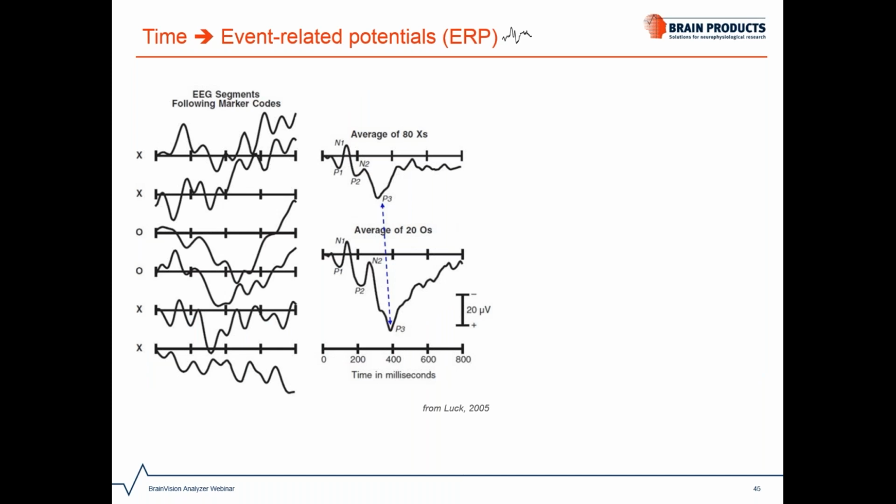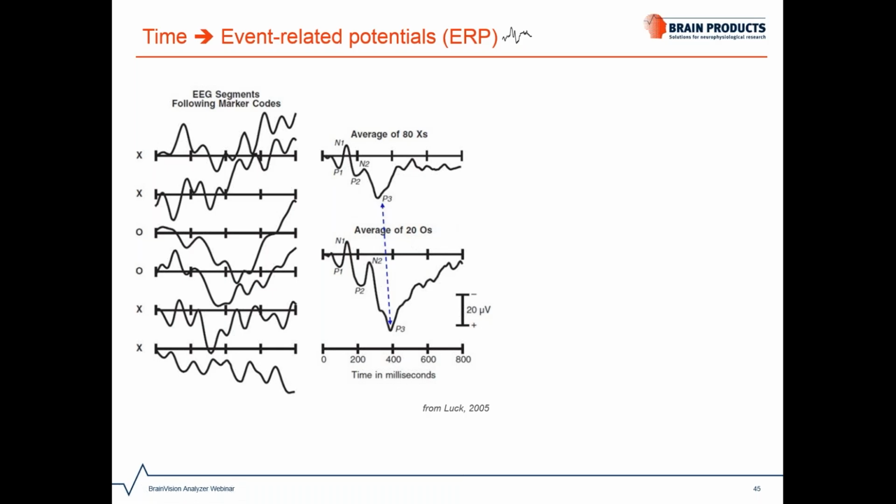Imagine your data is already segmented according to markers, let's call them X and O. The ERP is gained by averaging segments from each condition separately. You get an ERP for condition X and also O. What you can see are typical ERP components like the P3. A positive deflection from baseline around 400 milliseconds in this case.